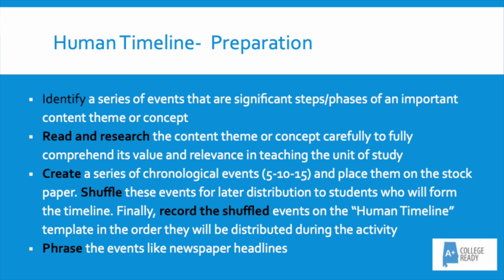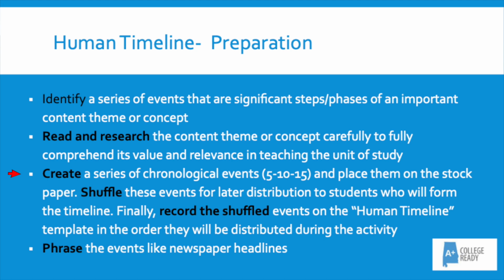Then you must create. So we have identify, you must read and research, and then you must create those series of events. You may decide to just choose 5 events in the beginning, but you're going to create those events. And then once you create those events, you're going to place them. One of the resources that we say you can use is stock paper. You can use stock paper or Post-its, but you've got to place those events in order. Once those events are placed in order, you're going to shuffle those events and mix them up, because that's what you're going to distribute to the students.